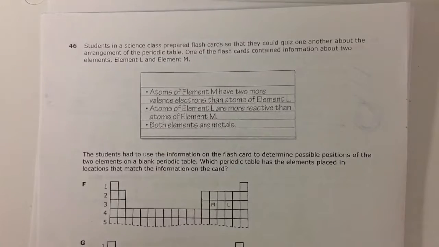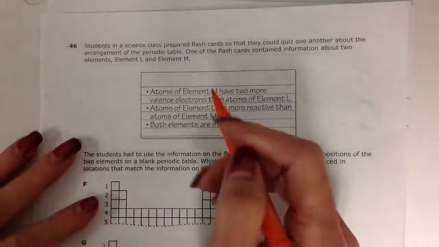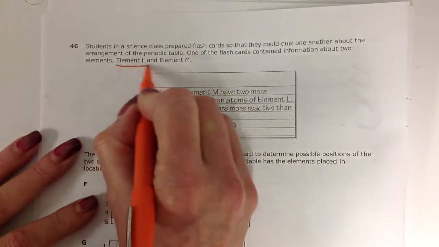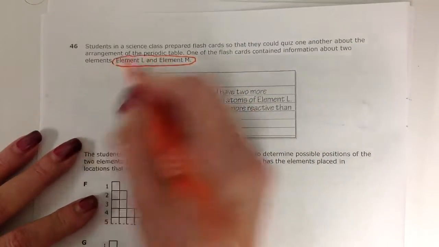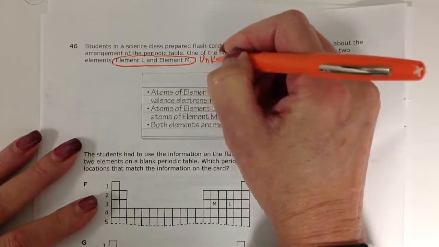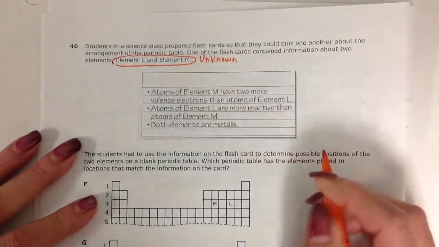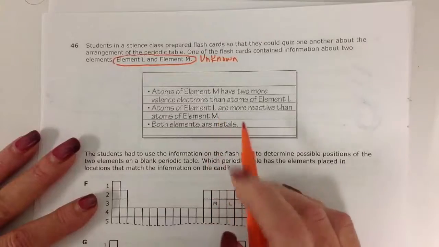Question 46. A student in a science class prepared flashcards so that they could quiz one another about the arrangement of the periodic table. One of the flashcards contained information about two elements, element L and element M. Alright guys, so we already know that we're probably going to try and figure out what these unknown elements are. Okay, so let's look at the flashcard and see what clues it gives us.